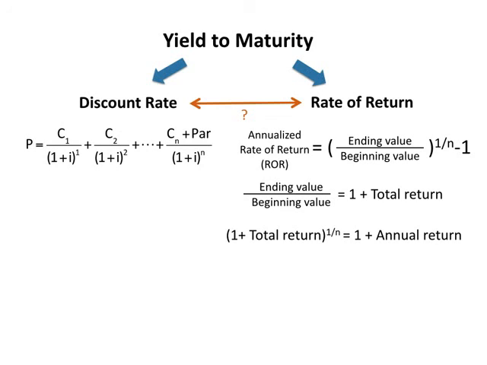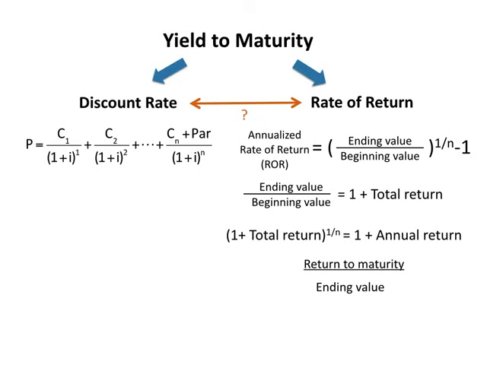Computing the rate of return to maturity on a bond is a bit more problematic. The beginning value is easy enough, today's price. The ending value is where the issue arises. The ending value should reflect all cash flows received over the life of the bond, plus any reinvestment income on those cash flows received prior to maturity.